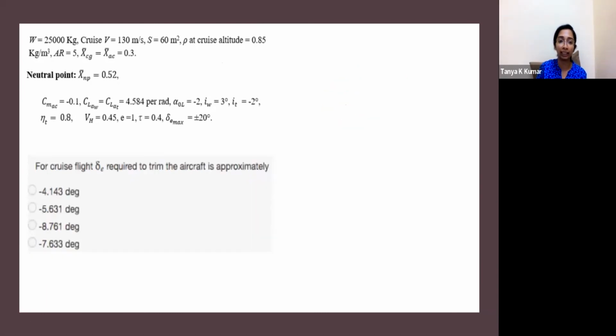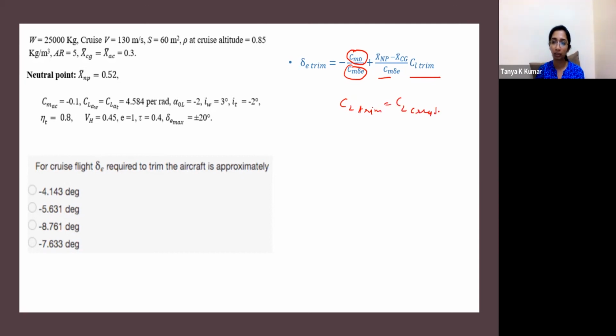Next, for cruise flight, delta E required to trim the aircraft is approximately. So delta E trim, to trim the aircraft at some CL trim, we have seen that equation previously. This is that equation. In this equation, we have Cm naught. We've calculated Cm naught. We've calculated Cm delta E. X bar NP minus X bar CG is the static margin we just calculated. The CL trim is CL at cruise. It's the first thing we calculated. Okay, so you have every term here. So what is delta E trim? Substitute all the values and somebody tell me the answer.